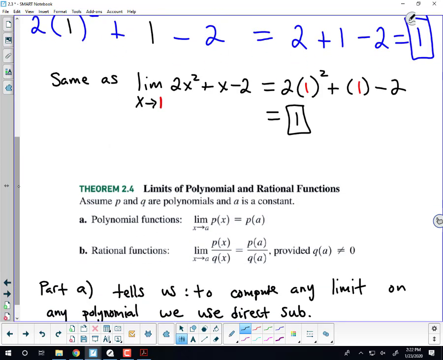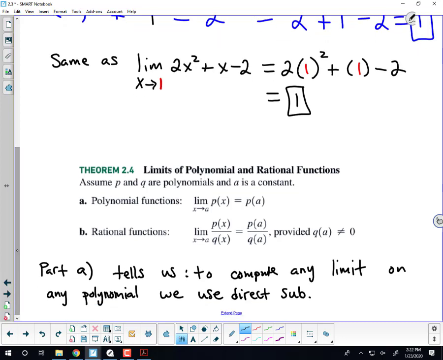Stated in this theorem, part A, it says if p of x is a polynomial, then the limit as x approaches a on any polynomial function is evaluated, again, by direct substitution. So that's our little note here. We compute a limit on a polynomial using direct substitution. Just plug that in. Is that all clear? Does anyone have any questions about that?